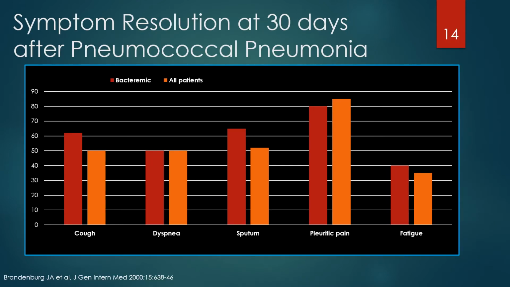This slide demonstrates the duration of symptoms after pneumococcal pneumonia. The main point is that symptoms don't resolve quickly. 30 days post-pneumonia, 50% still have dyspnea, 35 to 40% fatigue, and 80 to 85% pleuritic pain.